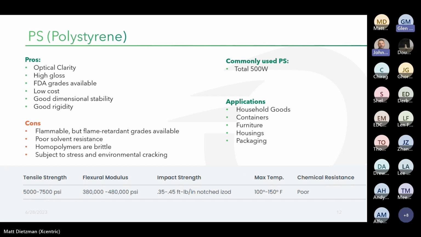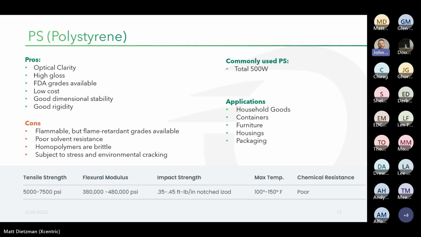All right, next, polystyrene. Very similar, I wouldn't say very similar, but similar to polycarbonate as far as clarity goes. It takes high gloss well, like polycarbonates. FDA grades available. It's a lower cost, good dimensional stability, and good rigidity. Cons, it's not as flame retardant as polycarbonate.